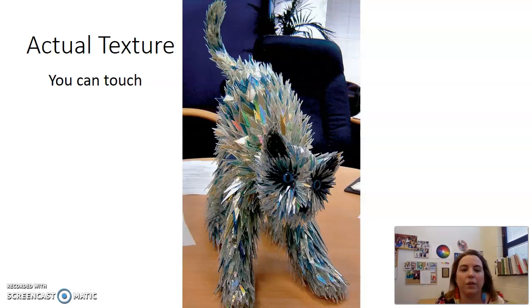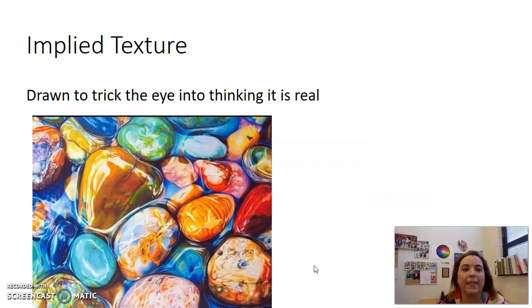All right, so there's two types of texture. There's actual texture. So this is old CDs, and we can actually touch this sculpture. Then there's implied texture, and we work on this all the time as artists. So you draw to trick the eye into thinking it's real.